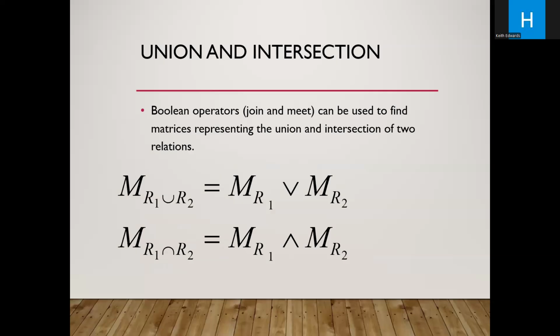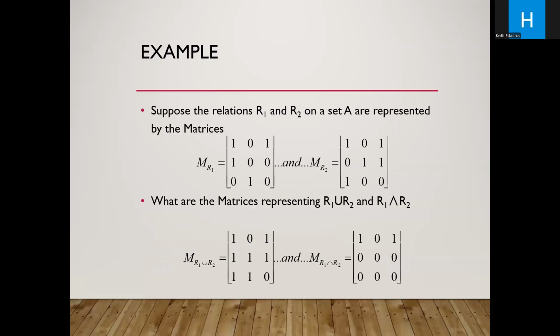Boolean operators can be used to find matrices representing the union or the intersection, and basically we just use OR for the union and AND for the intersection. And you can see this played out using OR for the union and AND for the intersection.